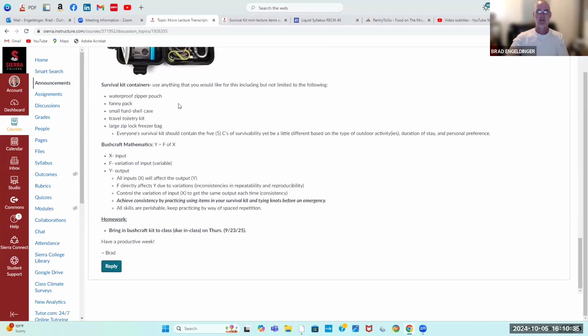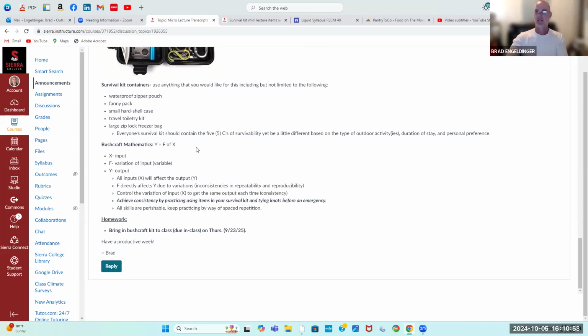Ideas for containers: a waterproof Ziploc pouch like pictured above. You can use a fanny pack, a small hard shell case, or a traveling toiletry kit, or any other kind of pack that you already have. And remember, you want to bring stuff in your kit that you already know how to use.